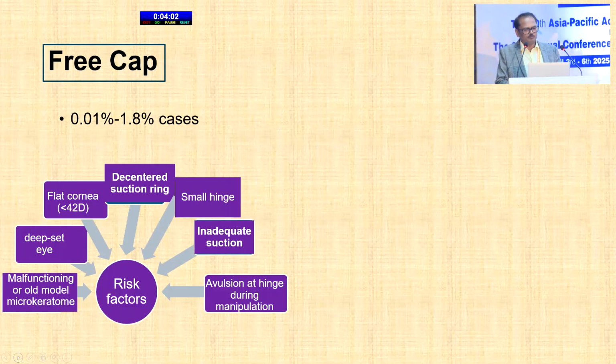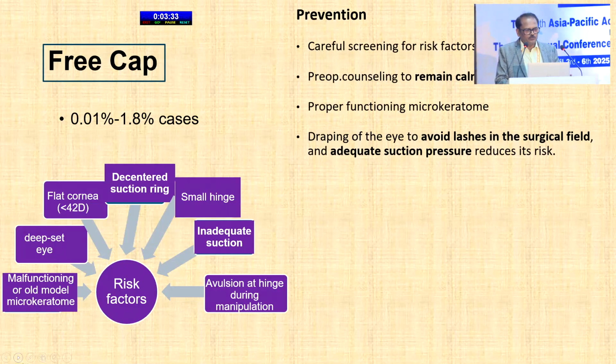Free cap is again one of the most dreaded nightmares, which happens to all LASIK surgeons once or sometimes in their lifetime. And if it occurs, the reasons are again mainly malfunctioning of the old microkeratome, a very flat cornea, less than around 40 diopters on the keratometry reading, a decentered suction ring, or if the patient has not cooperated well, then it can lead to the free cap. You can prevent this very well if you take all the preoperative and intraoperative care, because this is the most important step of LASIK surgery, making the flap, and the rest of the things is done by the laser. So one has to be very careful.